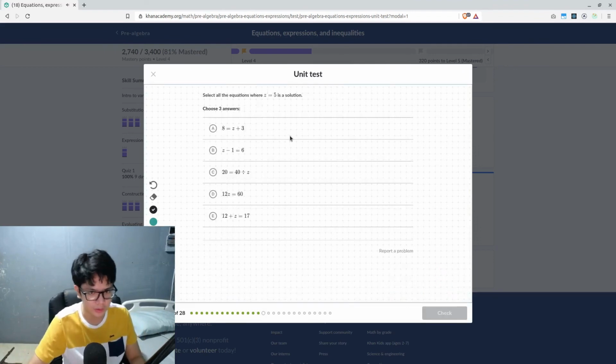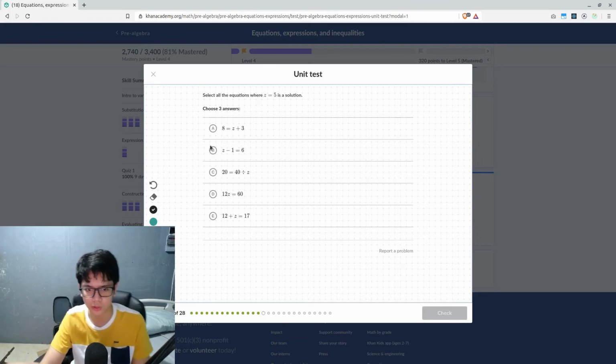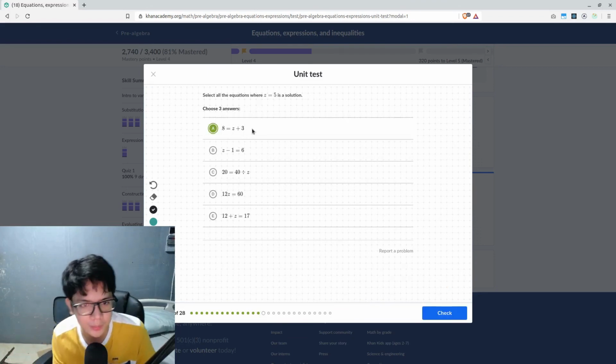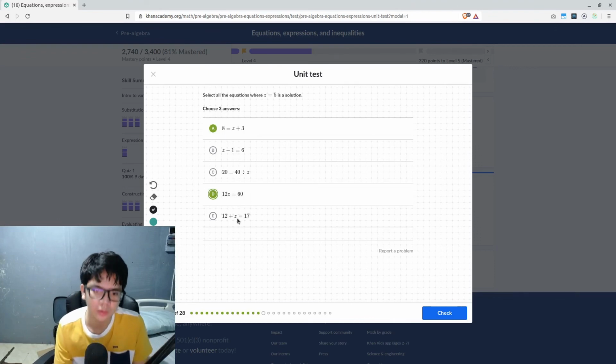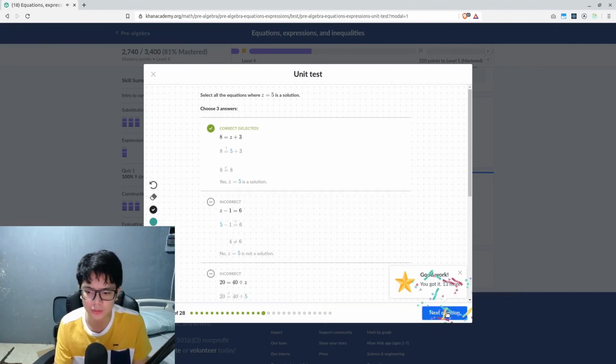Which equation where z equals 5 is a solution? Okay. 5 plus 3 is 8. 5 minus 1 is 4. 40 divided by 5, no? Okay, this one's 21 is 60. Okay, that makes sense.